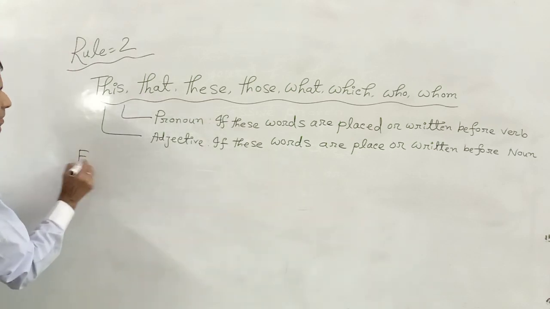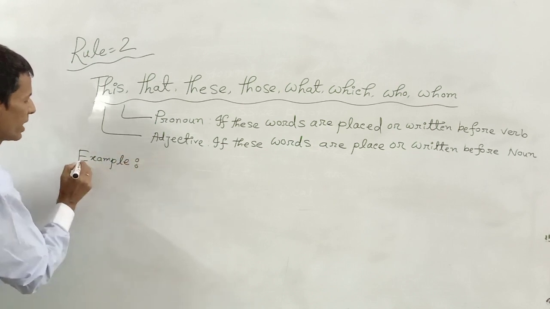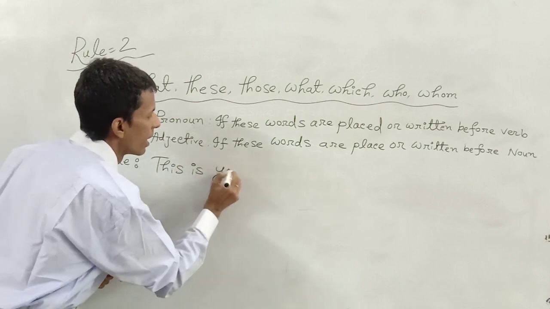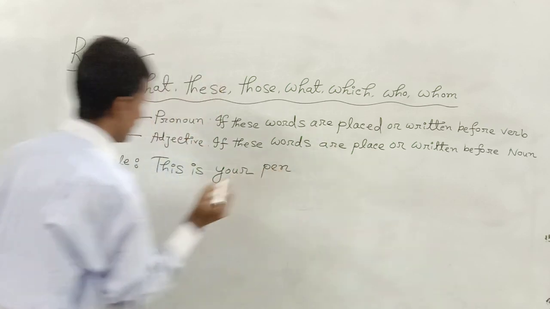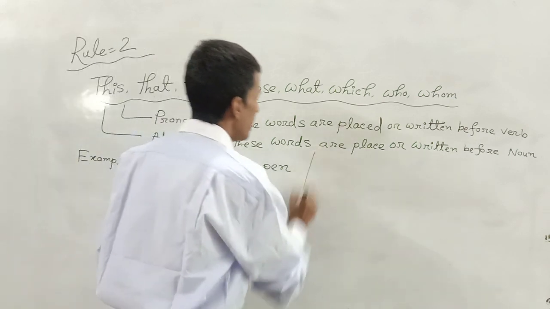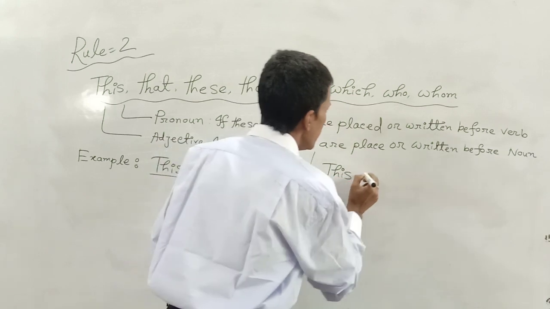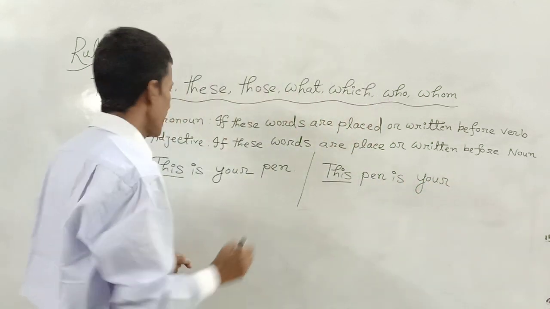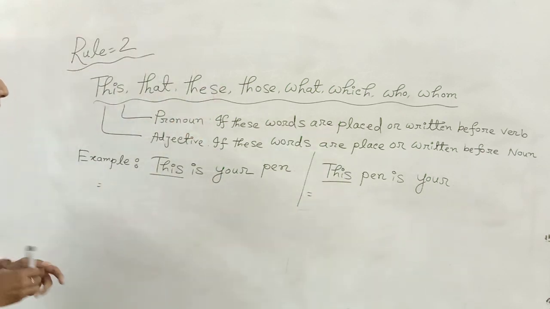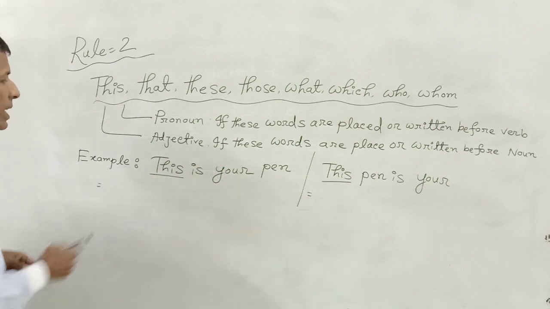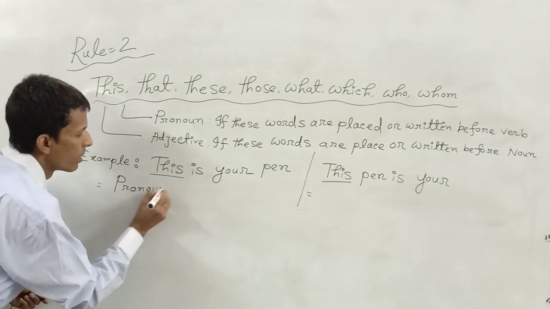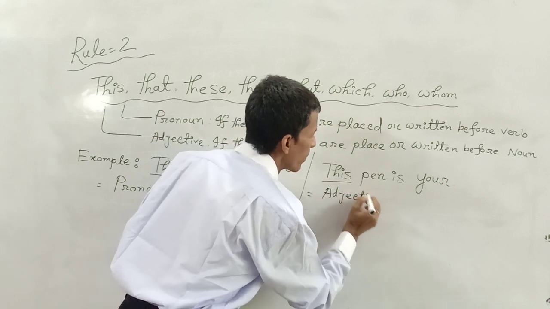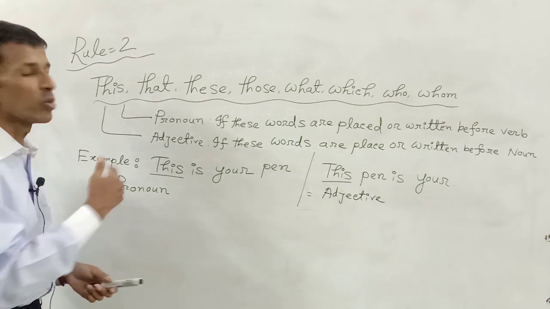Now look at the example and it will be very evident for you to identify pronoun and adjective very easily. If I write down this sentence, this is your pen. And in a different way, we can also use this: this pen is yours. I have written these two examples for you. In the first example, this is placed before verb, so here this is called pronoun. But in the next example, this is used before noun, so it will be called as adjective. Here lies the difference between these two parts of speech.